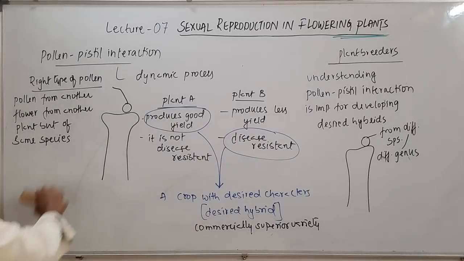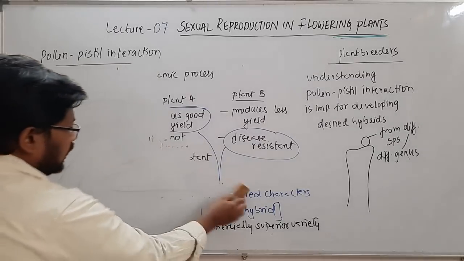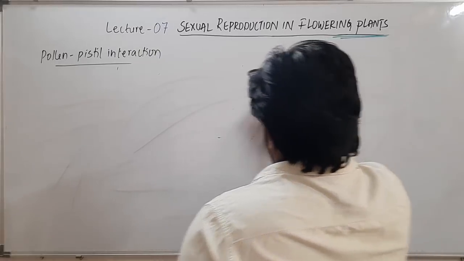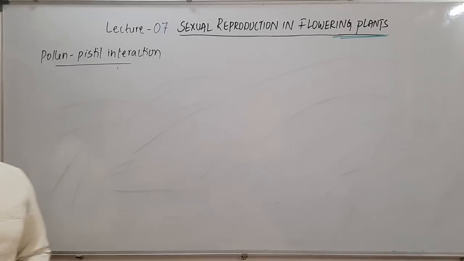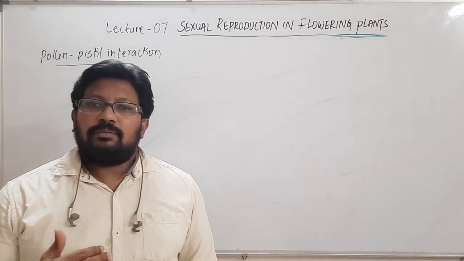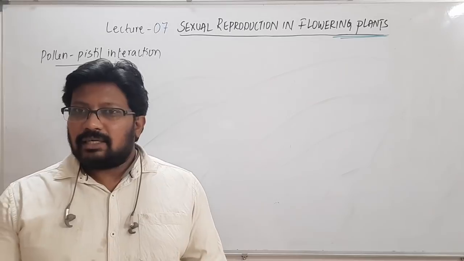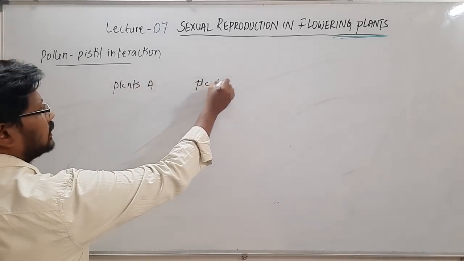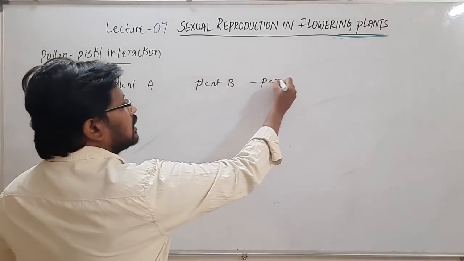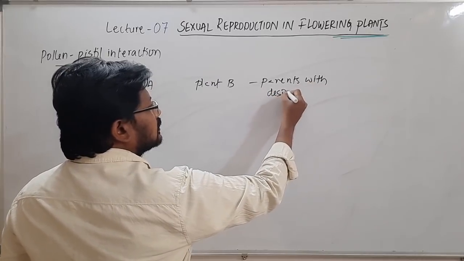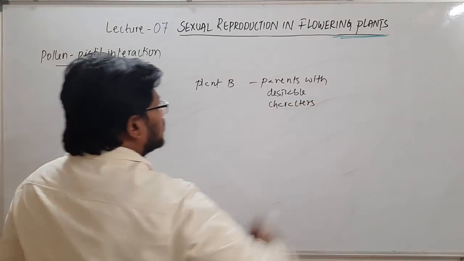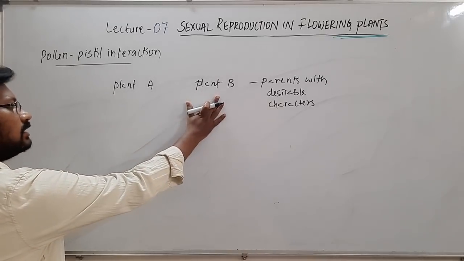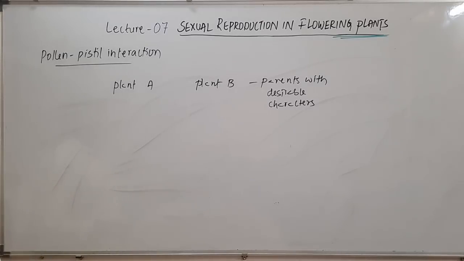So here, let's understand that. To produce these desirable hybrids, we need to take the pollen from the desired plant and put it on another plant which we have chosen as parents. Say we have chosen two plants as parents, plant A and plant B. These are parents with desirable characters. Now I want to combine the characters present in plant A with the characters present in plant B, and then finally produce a superior variety.